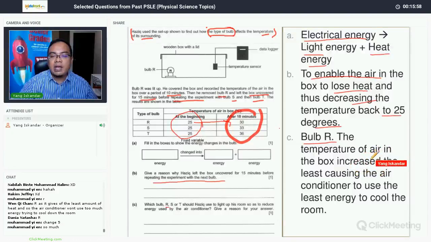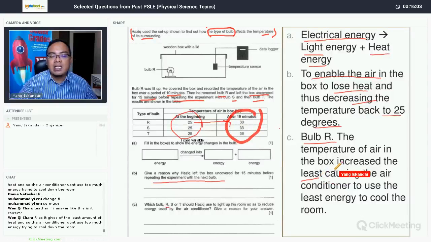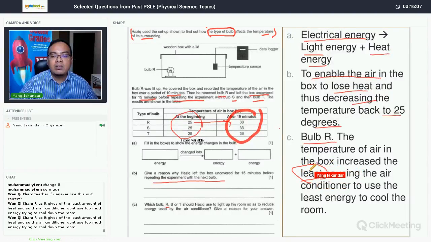Okay, so the temperature of the air in the box increases the least when you use bulb R. So make sure you use the proper terms. Don't say that the temperature in bulb R is less. You cannot, it's lesser, cannot. You must use the right comparative words. In this instance, you are comparing 3 bulbs, so make sure you say that it is the least, causing the air conditioner to use the least energy to cool the room.